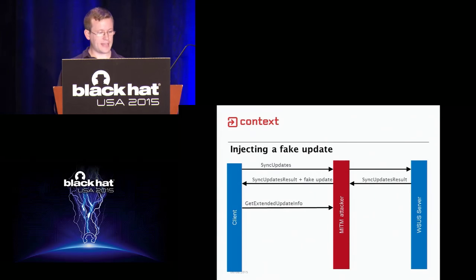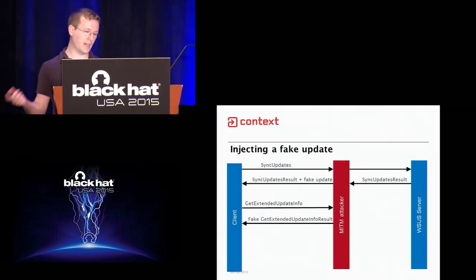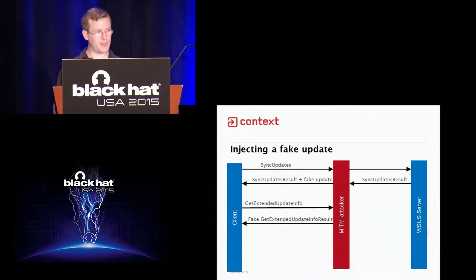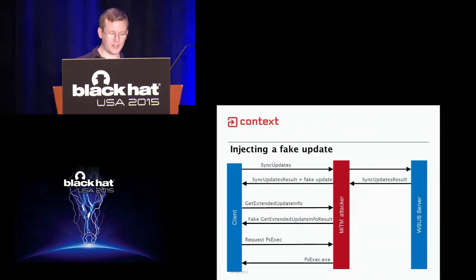So the client will say, yes, I would like to install that fake update, please. Give me more information. Now, we're not going to pass that through to the server because that update doesn't exist. The server's going to go, I don't know what you're talking about. So we're just going to make our own response to that. So we're going to respond and say, do this command line installation thing, go and download PSExec from me, and go and run that with these arguments. So the client will do that, download it, run it, and hopefully this will work.